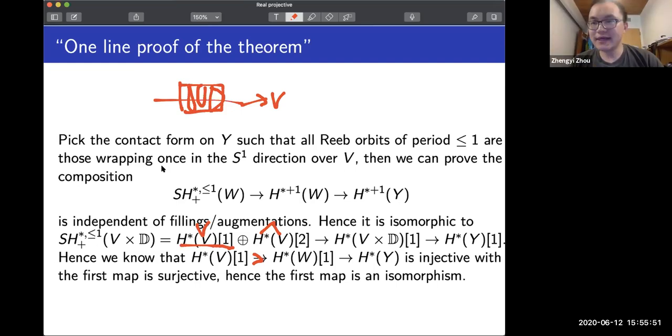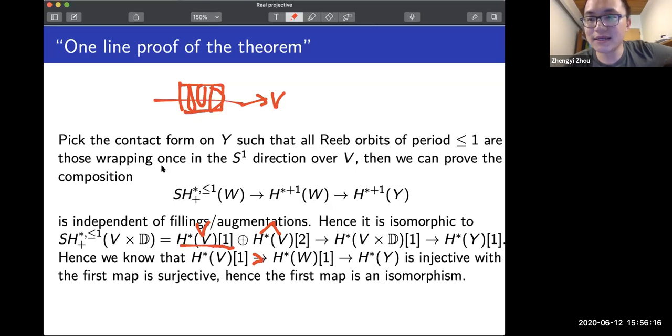Yes, so they can actually get something for the V times C case. You can again run their argument. What they prove is that the homology, sorry, they use homology, the homology from the boundary into the filling is always surjective. That's all they can prove.